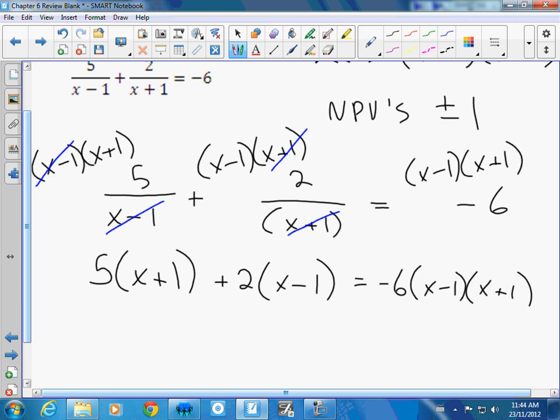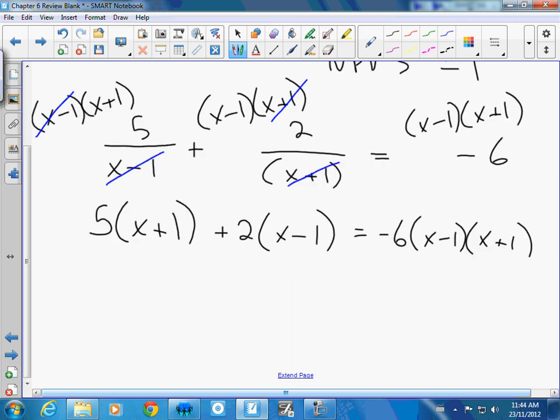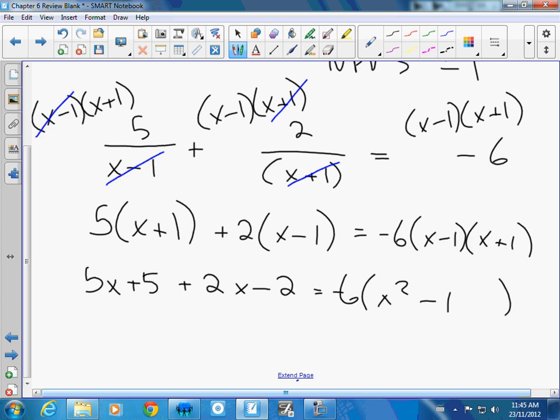Okay, what do you do now, guys? What do you do now? Come on, guys. Distribute the property. 5x plus 5 plus 2x minus 2 equals negative 6 times x squared minus 1. Oh, that's the difference of squares, isn't it?